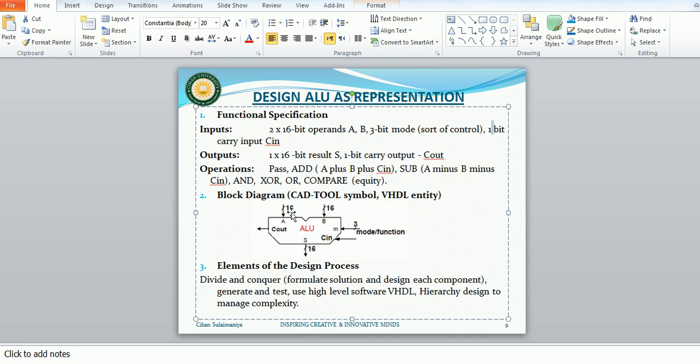See here, I have two input variables. These are the variables, and this is the mode function, and this is the cin, and I have two outputs. I draw it. After that, I have elements of design. The element of design is divide and conquer formulas. This will be done using VHDL software, which we are not going to do.